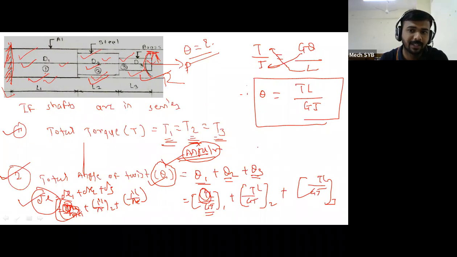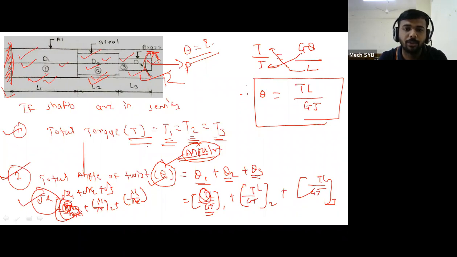If shafts are connected in series, below that total torque is equal to T1 is equal to T2 is equal to T3.